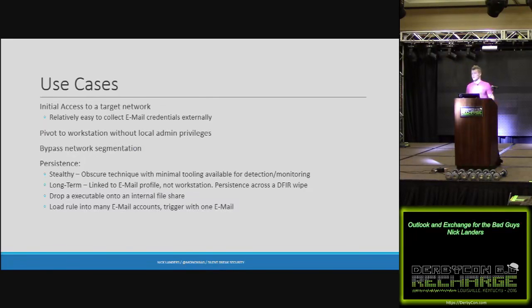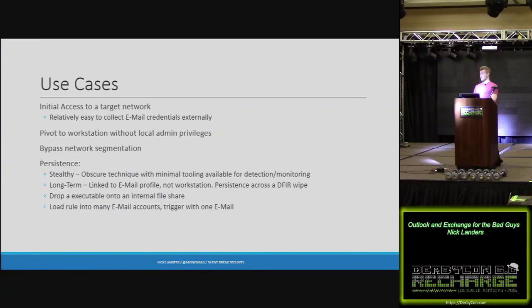You're going to walk out of this room going, oh my God, I need to go look at my Outlook rules. Call your SOC up, pull open all the rules, make sure there's nothing there. It's really long term. Because the rule is linked to an Outlook or email profile and not a workstation, we can persist across an IR wipe. So I'll talk about a case study at the end where we had access to a box. We built a rule to get access to that box.